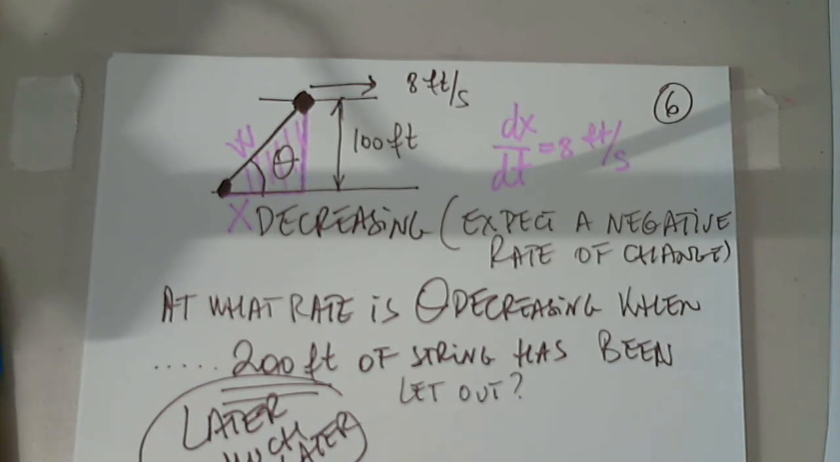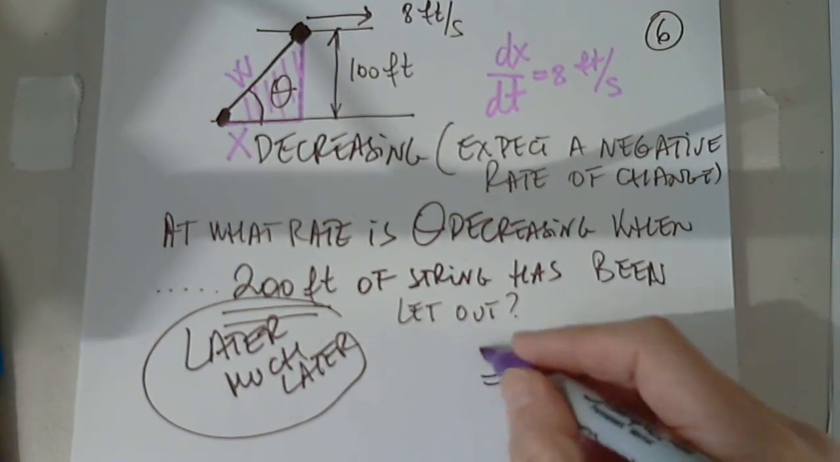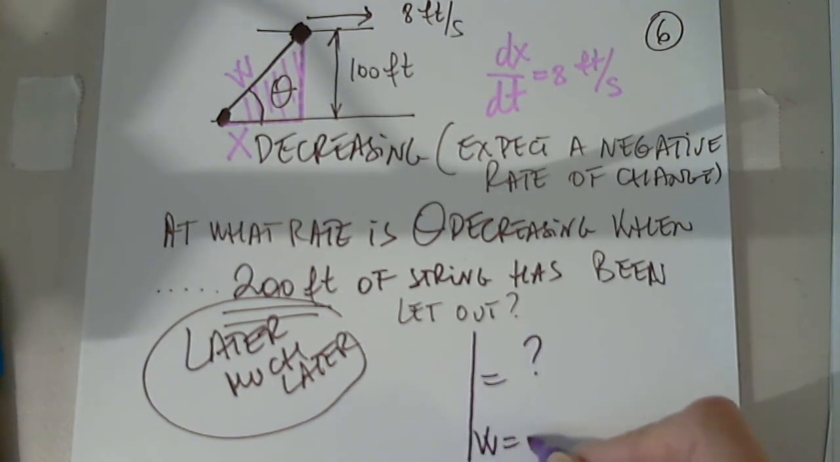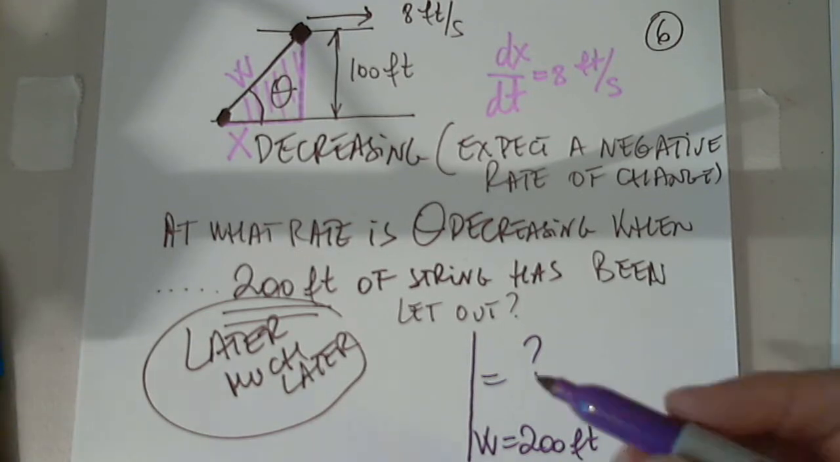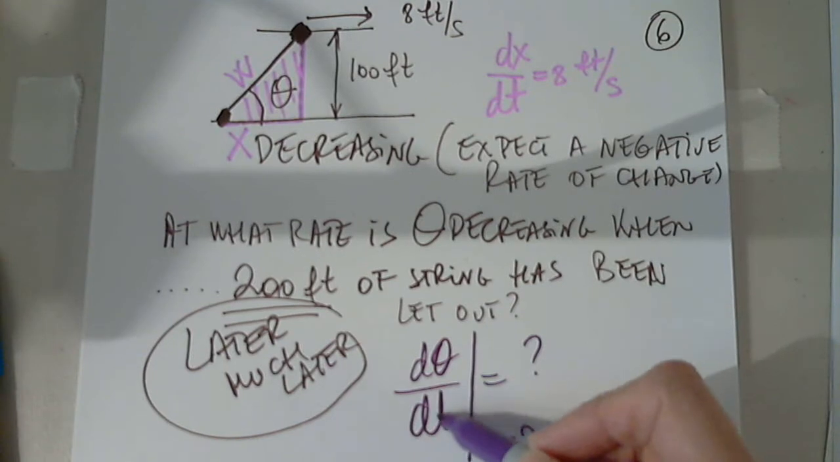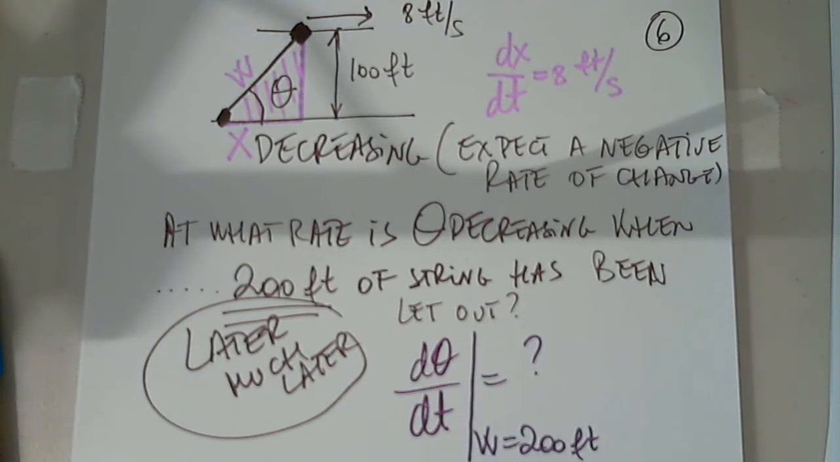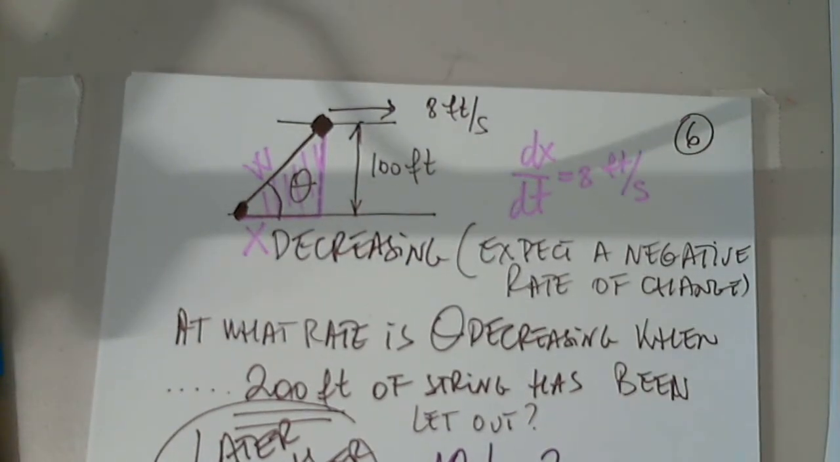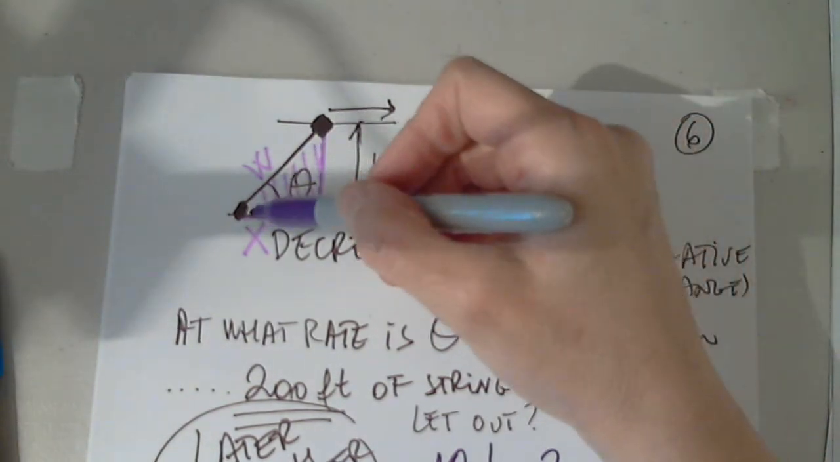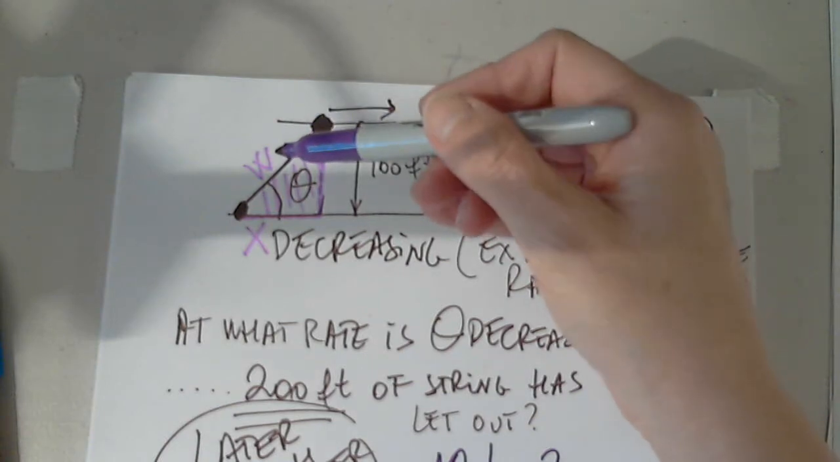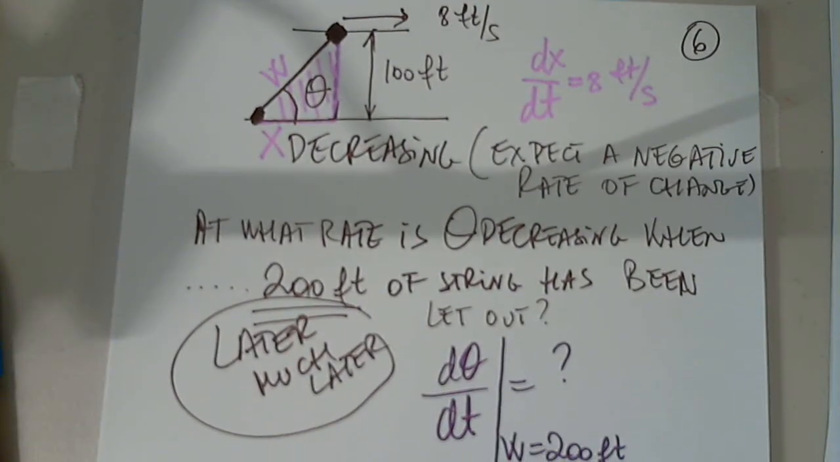Okay, what are we asked to determine? What are we asked to determine when 200 feet of string has been let out? D theta over dt. Excellent. Great job. So obviously I need an equation that involves theta. Is there an equation that I can come up with that involves theta and of course W, and X?